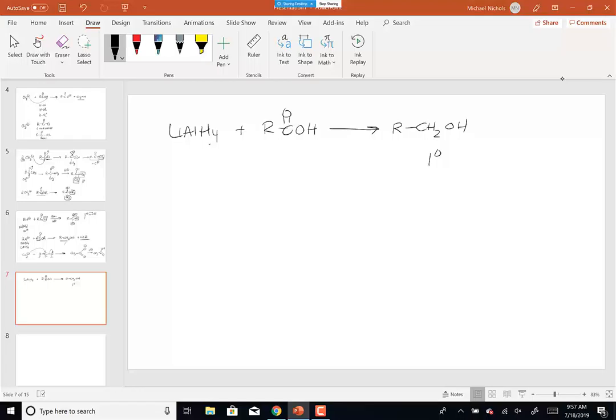But lithium aluminum hydride is much more powerful. And so it'll reduce the carboxylic acid down to the primary alcohol. Okay. So there's all the reactions. And that's what they have in common.